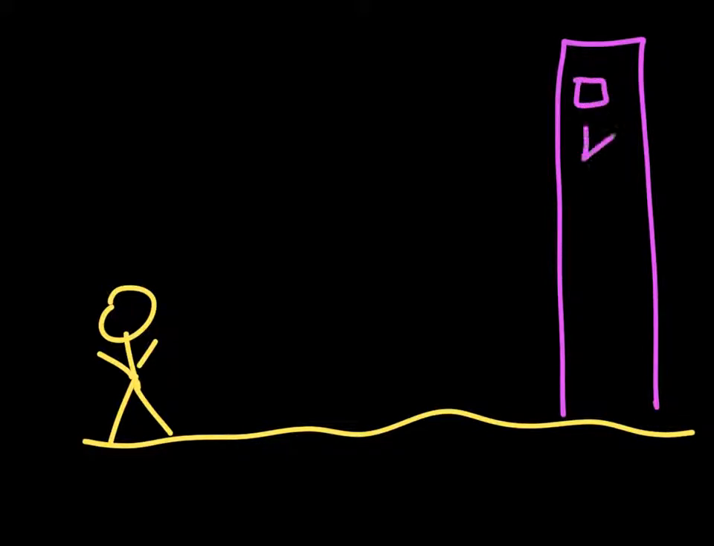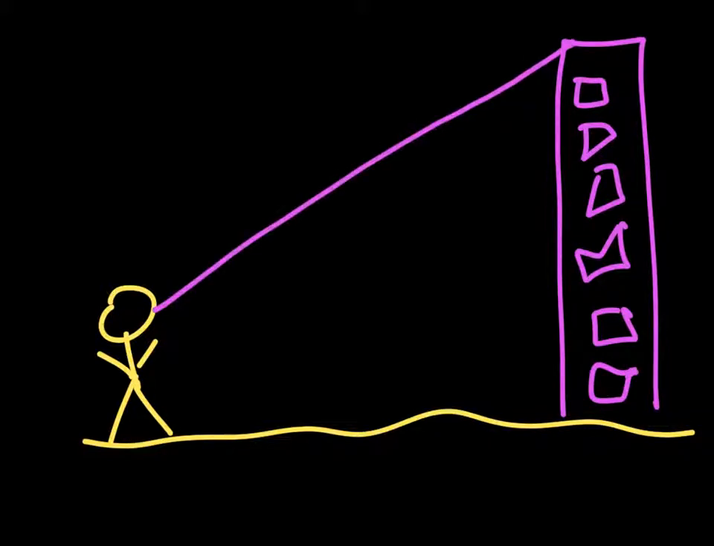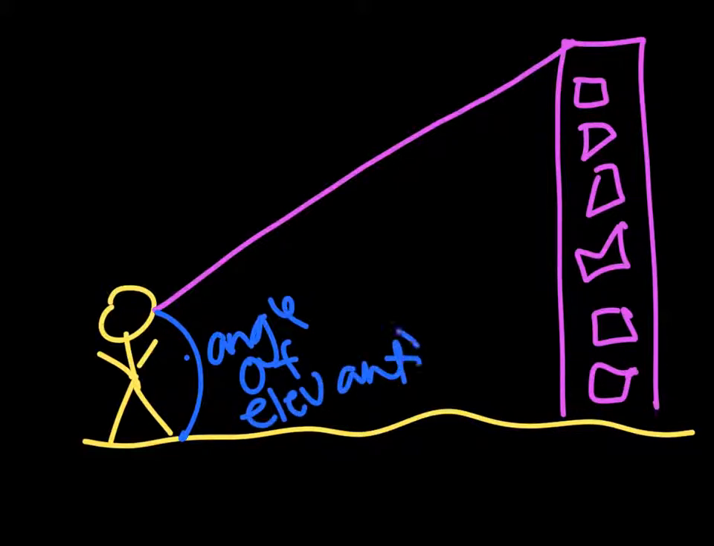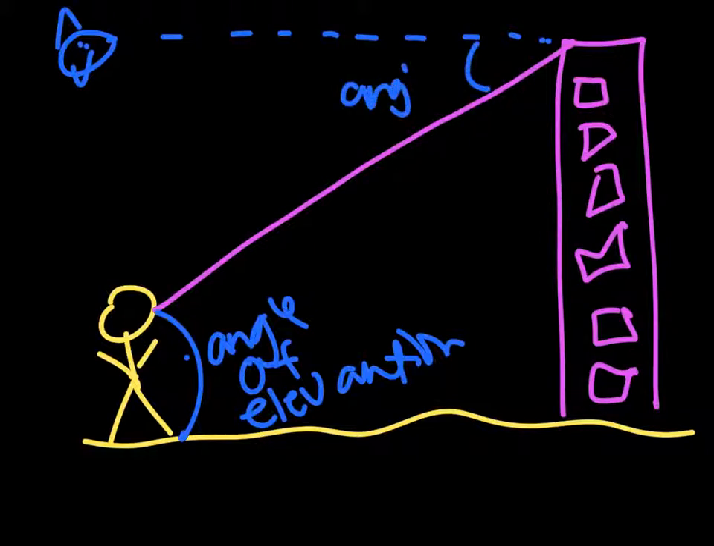We're also going to talk about some word problems. Just in general, if I give you, for example, a person and a building, and you're looking up to the top of the building, this angle down here is your angle of elevation, that's your angle up to the building. And then, say for example, you're a plane up here, and this angle in here is your angle of depression.